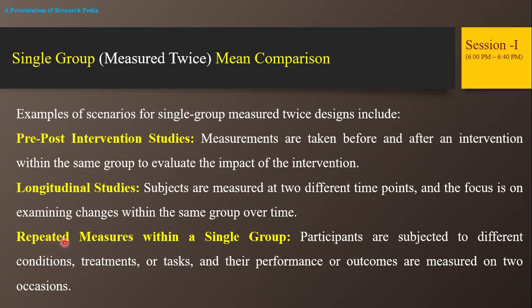Same is the case with repeated measures within a single group. When you change a measure, participants are subject to different conditions, treatments, or tasks, and their performance or outcomes are measured on two occasions. Like I would like to collect data from some participants in the winter season and from the same participants in the summer season. So their condition will be changed, their treatment will be changed, their task will be changed, as well as their performance will change. So at different points in time, or in different conditions, when I collect data from the same group of people, then this is the case of measure twice.